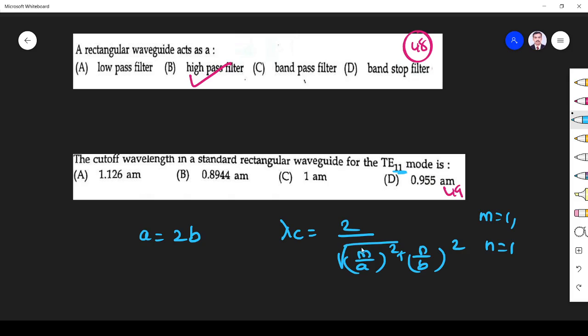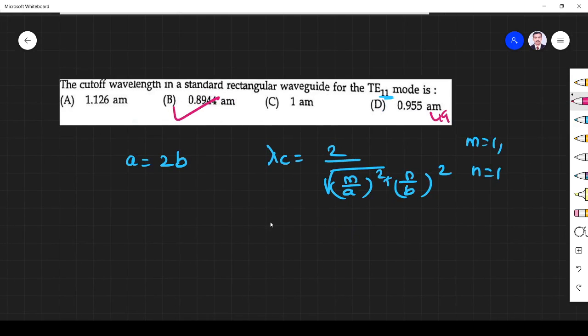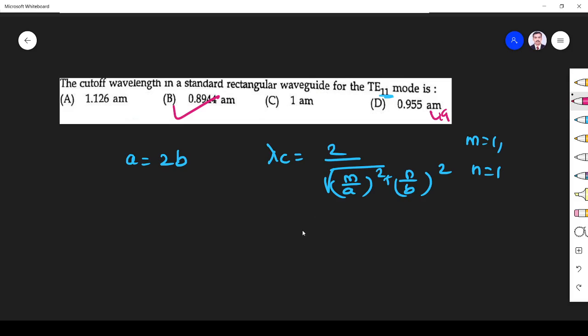So everything we know, the A value we know, the B value we know, right? So substitute that value and find it. What you get is 0.8944 Armstrong meter, right? So that is the correct answer. Okay, fine. Next question.